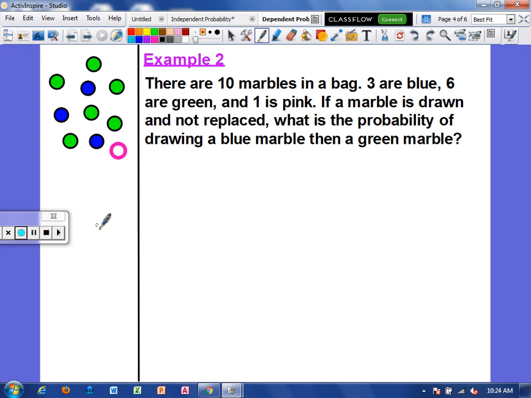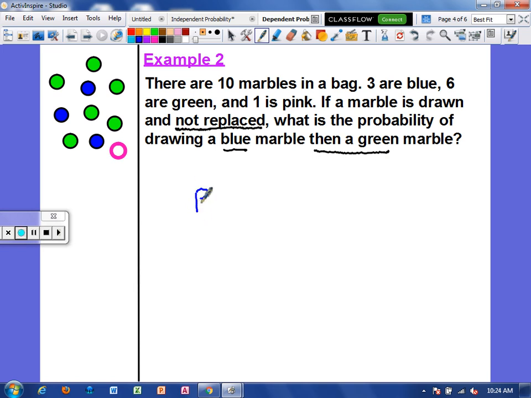Alright, example 2. There are 10 marbles in a bag. 3 are blue, 6 are green, and 1 is pink. If a marble is drawn and not replaced, what is the probability of drawing a blue marble, then a green marble? Alright, so it says that it is drawn and not replaced. So this is dependent. We want the probability of drawing blue, then green. So I'm going to write down what we're trying to find.